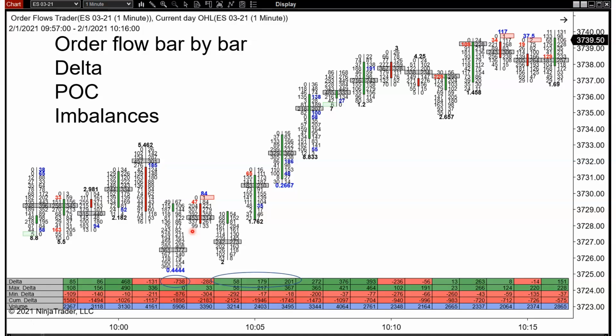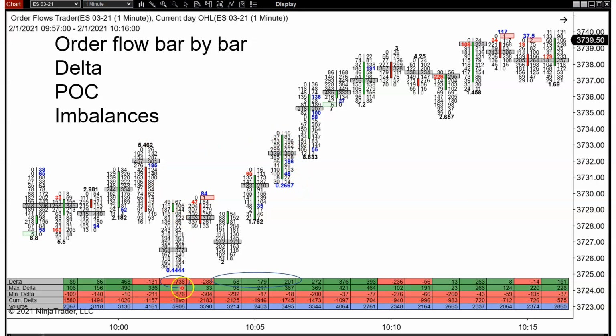It's like playing football, American football, football Americano, not soccer. The quarterback is going to adjust the play based on what the defense is putting up, right? And trading is the same way. So you can see here, if you're watching, the deltas are getting stronger as we're going up. Points of control are getting higher. Imbalances are appearing. Buying imbalances are appearing.